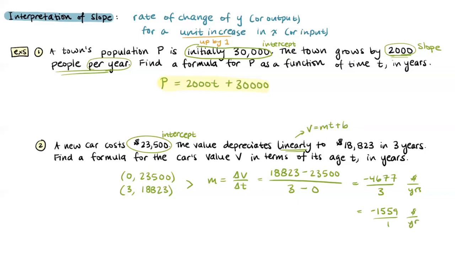So now this value is what our slope is. Now we can put it together: v is negative 1,559 times t, plus the initial value of 23,500. This is really cool because for any year, if you want to figure out how much your car will be worth in 5 years or 6 years, you could just plug it in here instead of doing all the work each time.